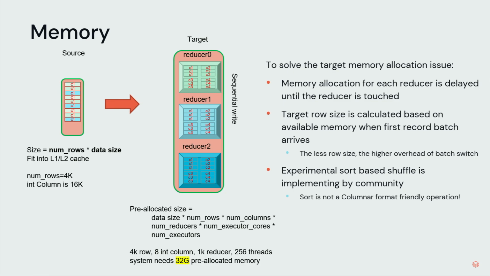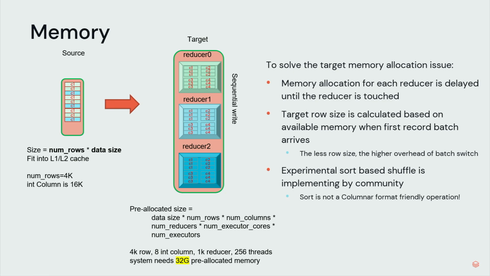So we didn't pre-allocate for every reducer. Once the reducer is touched, then we allocate it. And the second one is that the target row number is calculated based on the available memory and when the first record batch arrives. By default it is 4K or 8K, and we can decrease that.